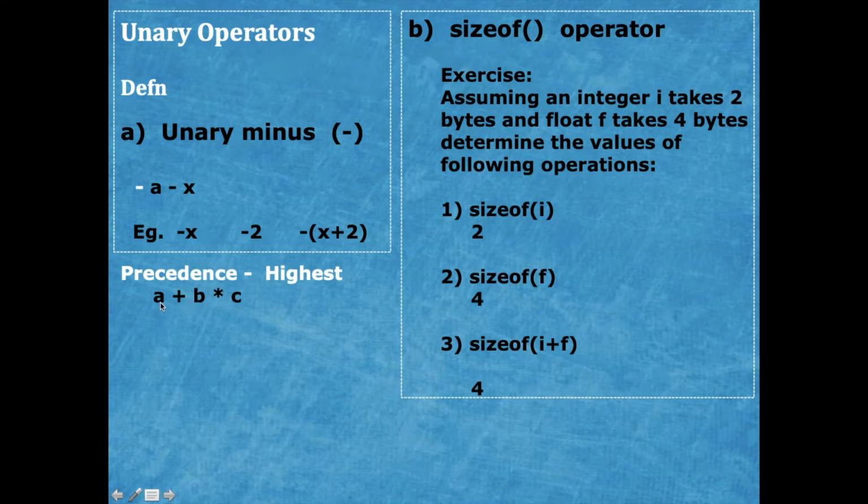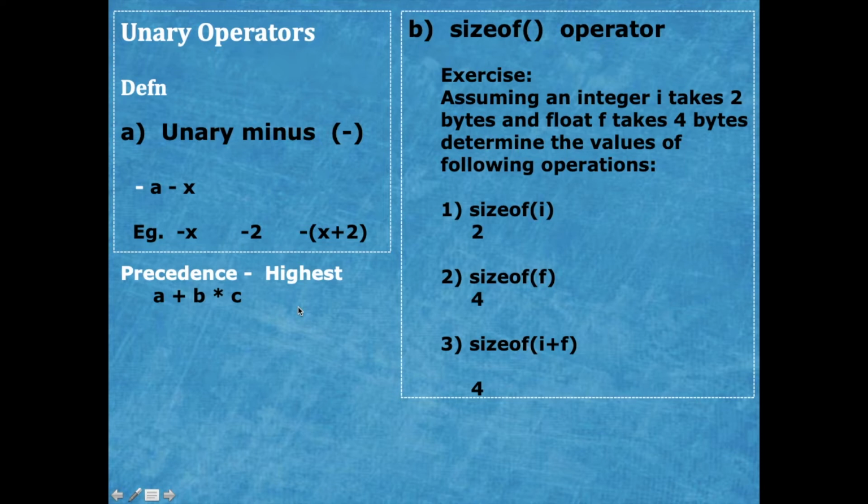Over here, what do you think? Which operation will be done first, plus or multiplication? The answer is multiplication. So B into C will be done first. So I can say that the precedence of multiplication is higher than plus addition. That way, amongst all the operators, the precedence of unary operators is highest.